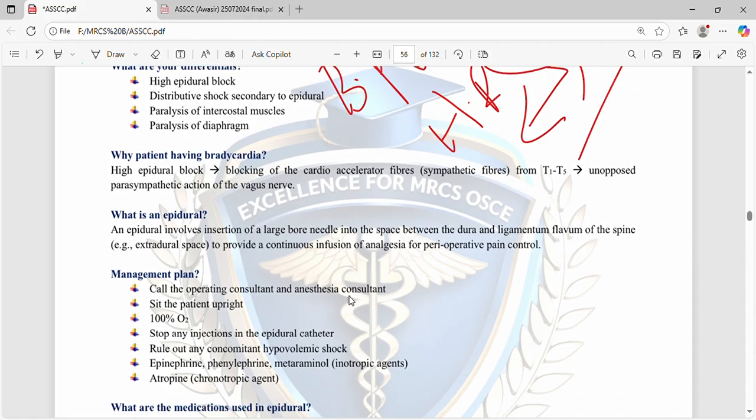Management plan: call the operating consultant and anesthesia consultant, sit the patient upright, give 100% oxygen, stop any injections in the epidural catheter, rule out any concomitant hypovolemic shock. Give epinephrine, phenylephrine, metaraminol as inotropic agents, and atropine as a chronotropic agent to increase the heart rate.